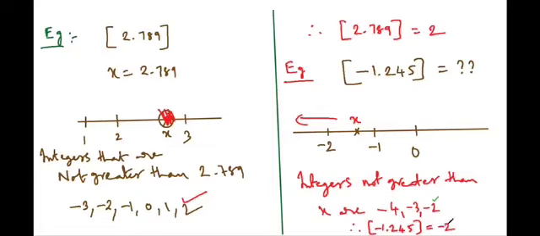Because it is less than this x. Less than x, otherwise not greater than x. The integers not greater than x are minus 10, minus 9, minus 8, and so on up to minus 2. But among all these, the greatest one is minus 2. That's why the greatest integer not greater than x is nothing but minus 2. So if you want to find the step function of a real number, place that real number between two successive integers.